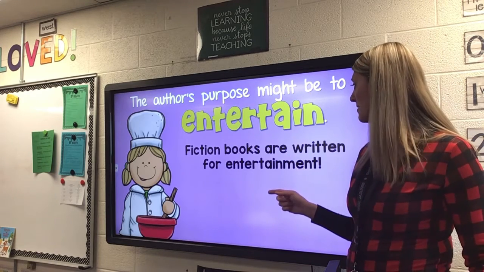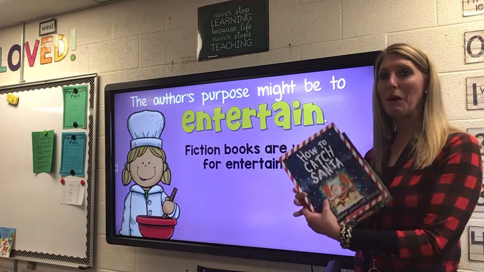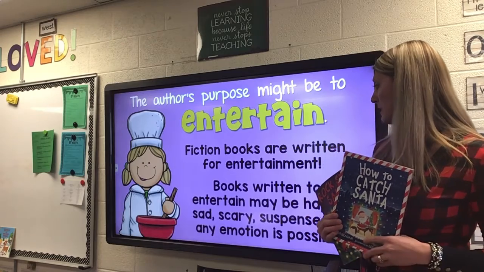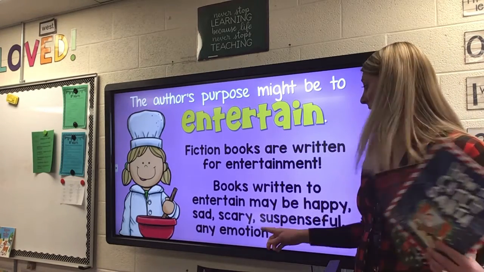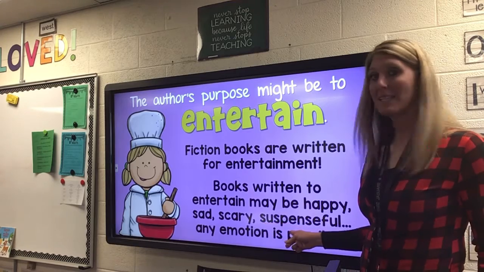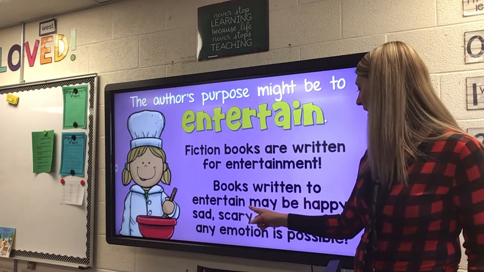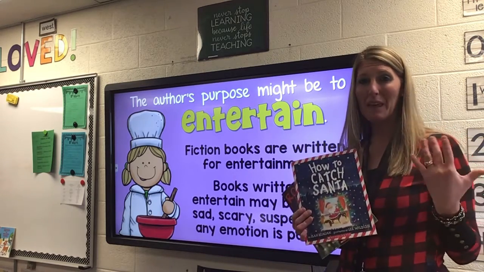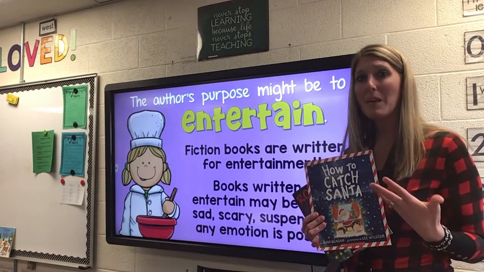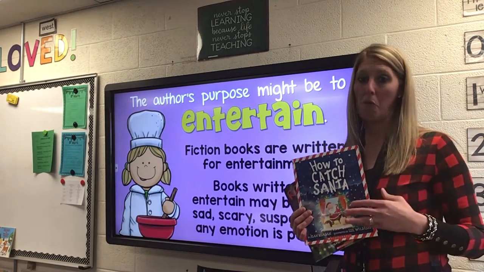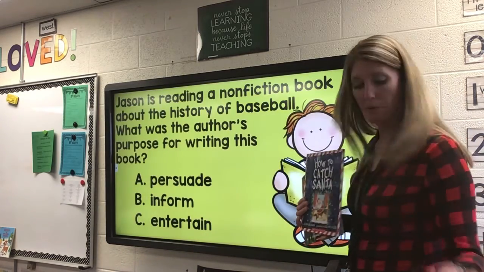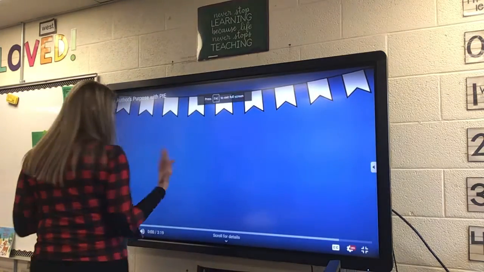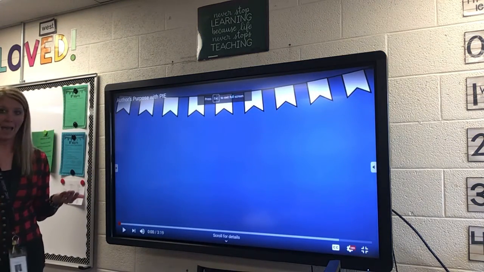Now, fiction books are written for entertainment. So these are our fiction books. These are written for entertainment. And books written to entertain may be happy, they may be sad, scary, suspenseful. Any emotion is possible. So these books try to really make you feel emotions as you read them, because that way you enjoy them a little bit more. Now, we are going to watch a video that works on and teaches us again about pie.